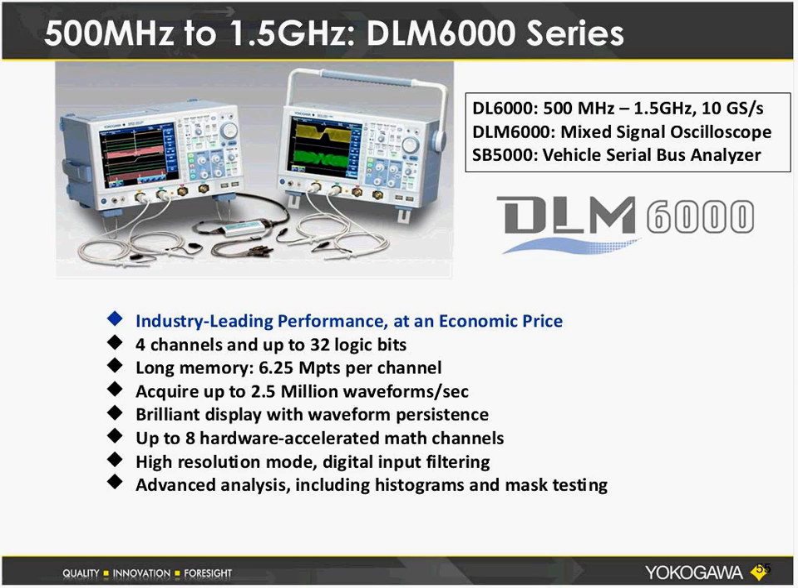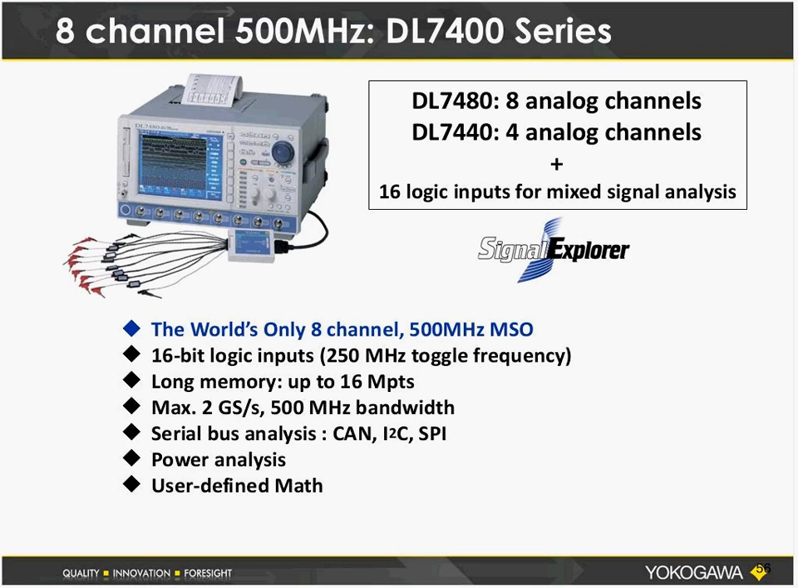Our flagship model here is the DLM6000 Series. It's up to 32 logic bits and 4 channels. It does have the 6.25 million points per channel, and very, very high waveform update rate for troubleshooting, looking for glitches. This is the 8-channel DL7400 Series that allows 8 analog inputs plus 16 bits of logic.